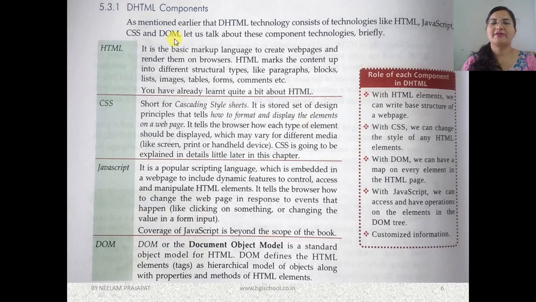So today we will continue chapter 5. We were studying the HTML components. So here we will see the definitions of it. As mentioned earlier, HTML technology consists of various technologies, that is HTML, JavaScript, CSS and DOM.